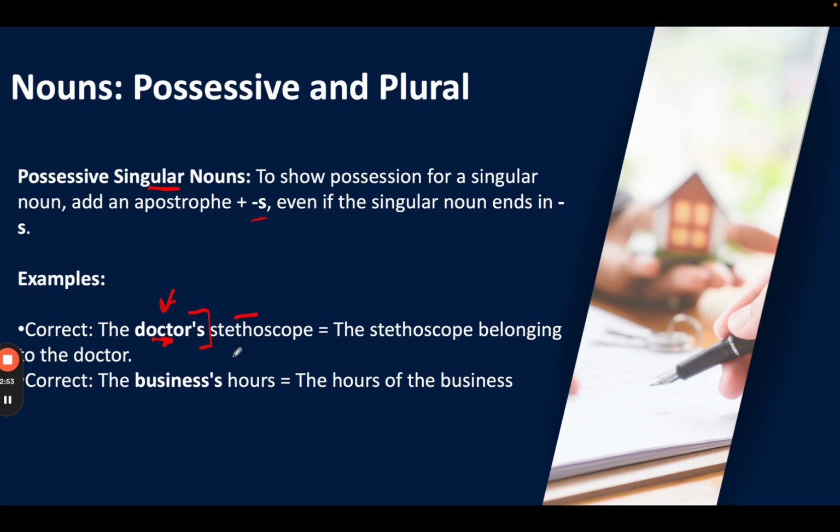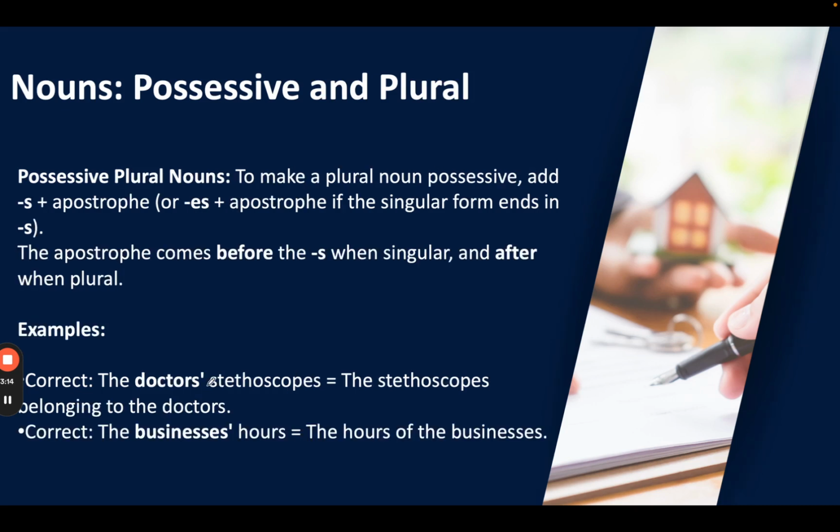The business's hours. Now do you notice business ends with an s already? But even though it ends with an s, it doesn't matter. To show the possession, I have got to use an apostrophe s. Now, what does this show? The hours of the business. Whose hours? The business's hours. Now, let's go ahead and understand the possessive forms when it comes to plural nouns.